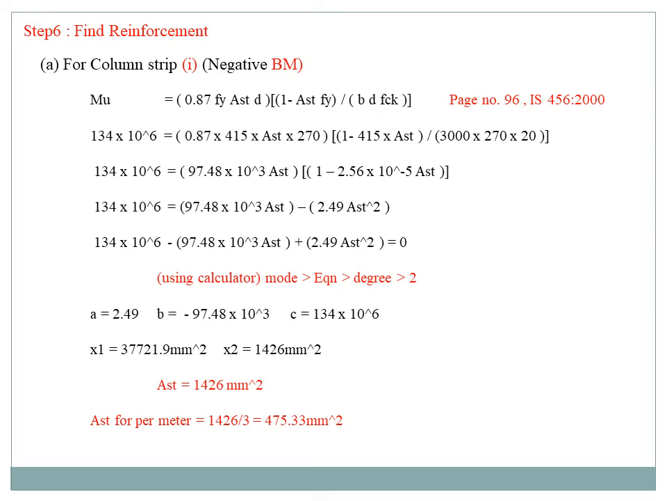So finding out AST for per meter. Our column strip width is 3 meters. So AST for per meter is equal to 1426 divided by 3, which is equal to 475.33 mm square.